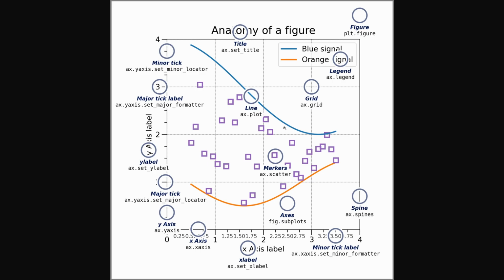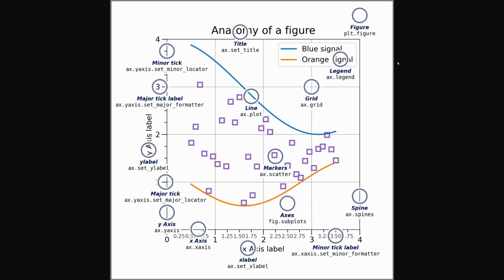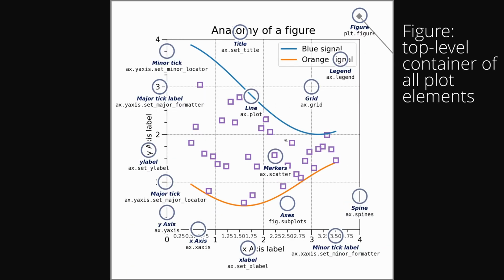So in this diagram titled Anatomy of a Figure, we can see, well, a figure. So what is a figure? On the top right-hand corner, you can see a label here, figure, plt.figure. So in all of these labels, the top thing is the name of the object, and the bottom line is going to be how we create that object. Now, in this case, we can use pyplot.figure to create a figure. And what is a figure? Well, a figure is just everything you see on here. Everything on this plot is part of the figure.